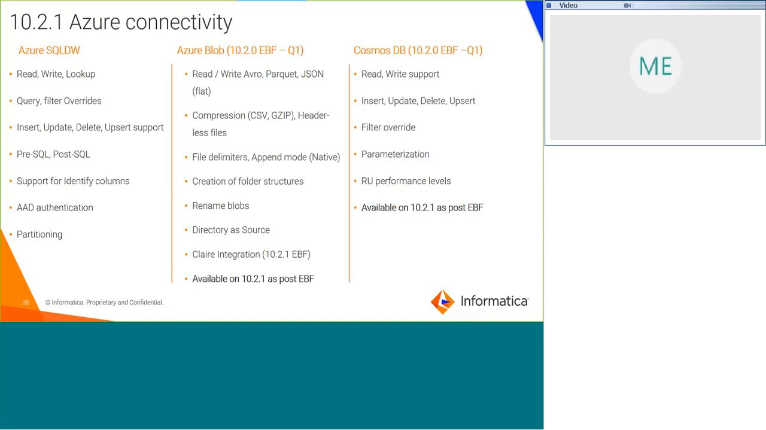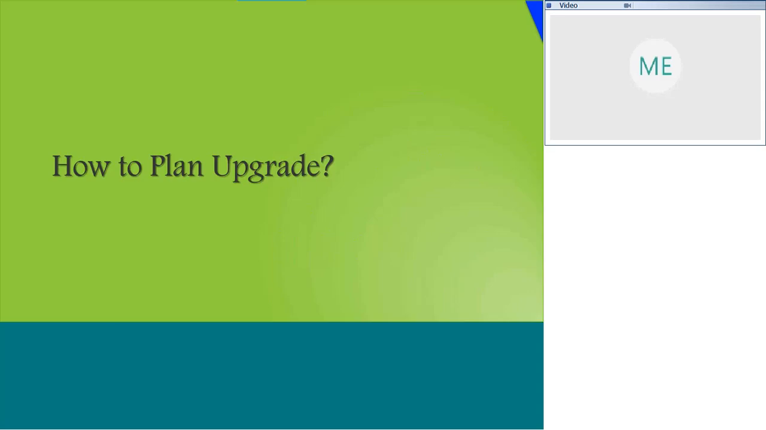There is already an Azure blob connector, which is also available for our customers who are on the 10.2 release. So if you are on 10.2 and you want Azure Blob to run on Spark and some of the other functionality, you can request this EBF, which is available for our Blob connector, as well as Cosmos DB, which is our new connector. All of these new connectors are available even for our 10.2 customers, and this functionality will also be merged into 10.2.1 as we release the 10.2.1 product.